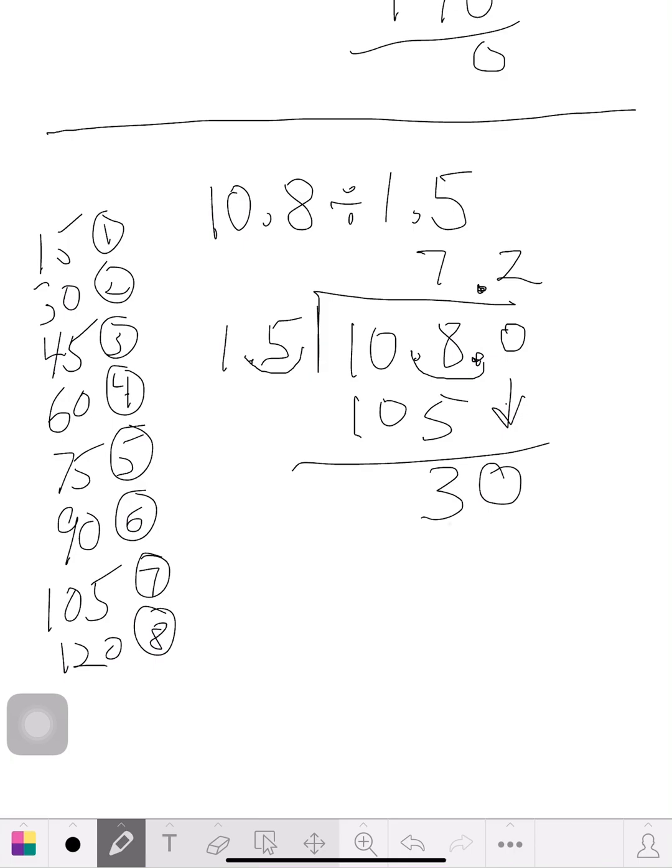Now, 2 times 15 is 30, and we got 0 remainder. Okay, that's all there was to that. So 7.2 is our answer. Let's square that off so the teacher knows, hey, 7.2 is my answer. See, this is very similar to the long division we were just doing.